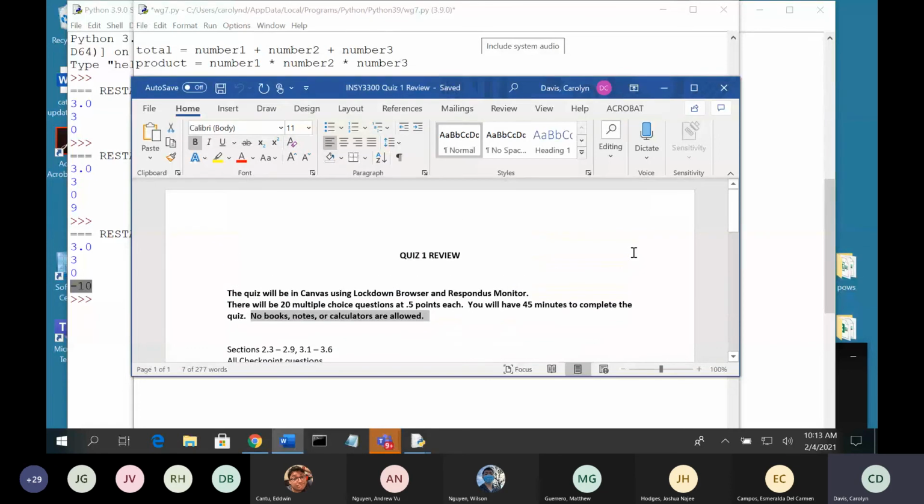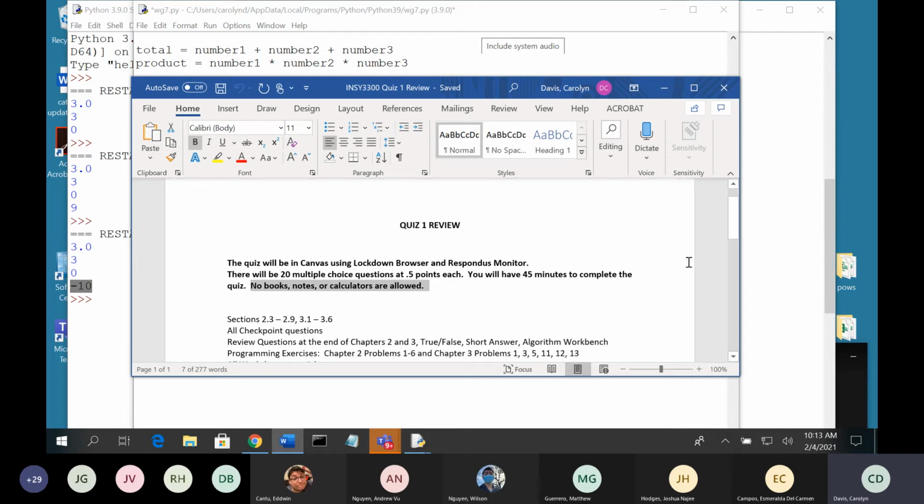Don't forget to take the practice quiz if you haven't used Lockdown Browser or a webcam before, because once you've opened the quiz in Lockdown Browser, you cannot do anything else on your computer until you finish the quiz. You'll only get one question at a time, and you can't go back. So make sure you do what you want with that question before you move forward. You can't go back and change any answers.